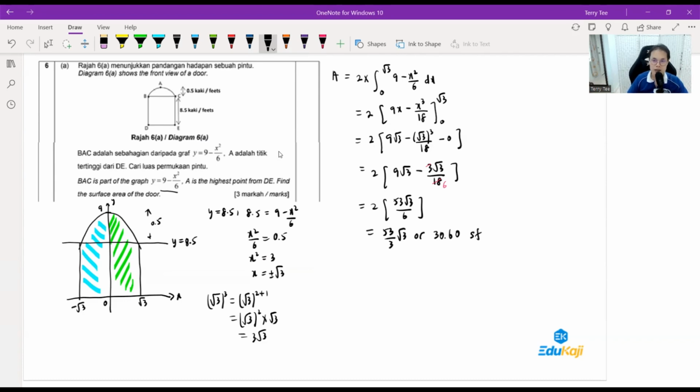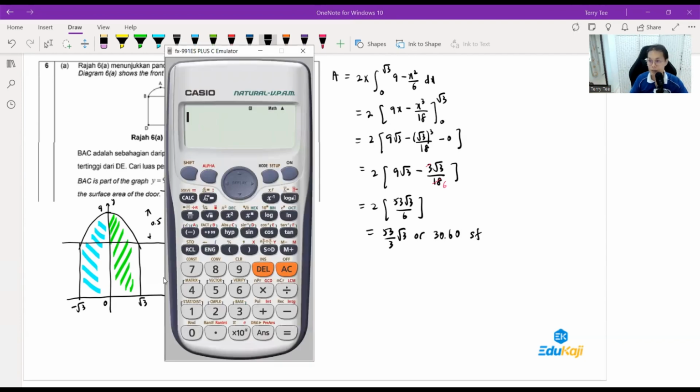Now, to double check your answer using integration, your calculator has an integration function. We can type 9 minus alpha x squared over 6, lower limit 0, upper limit root 3. Whatever we get, you need to times 2. I calculate this first, times 2, and I got 30.60. Round off, it is the same answer. So this is only the first part.